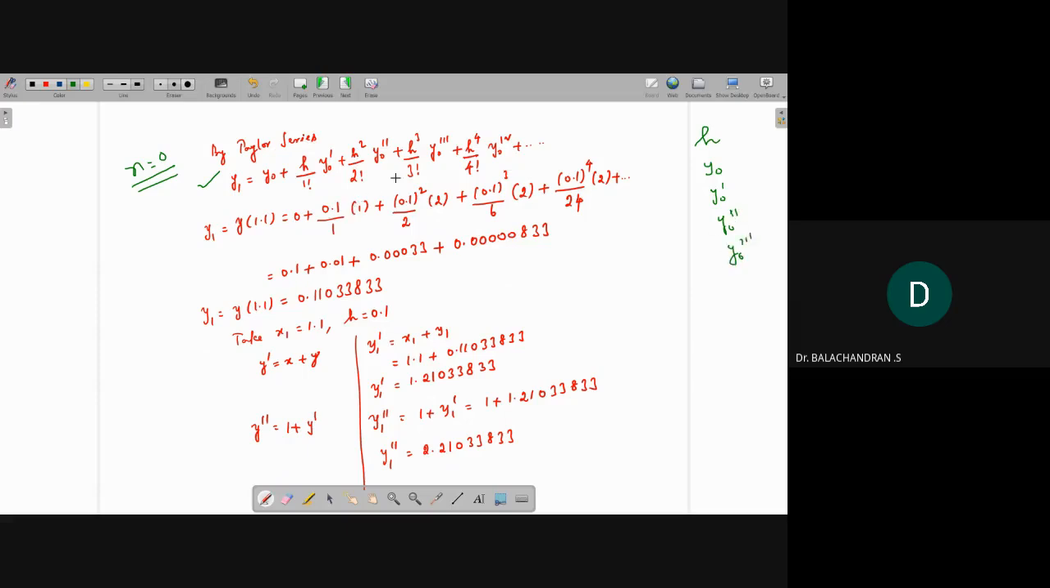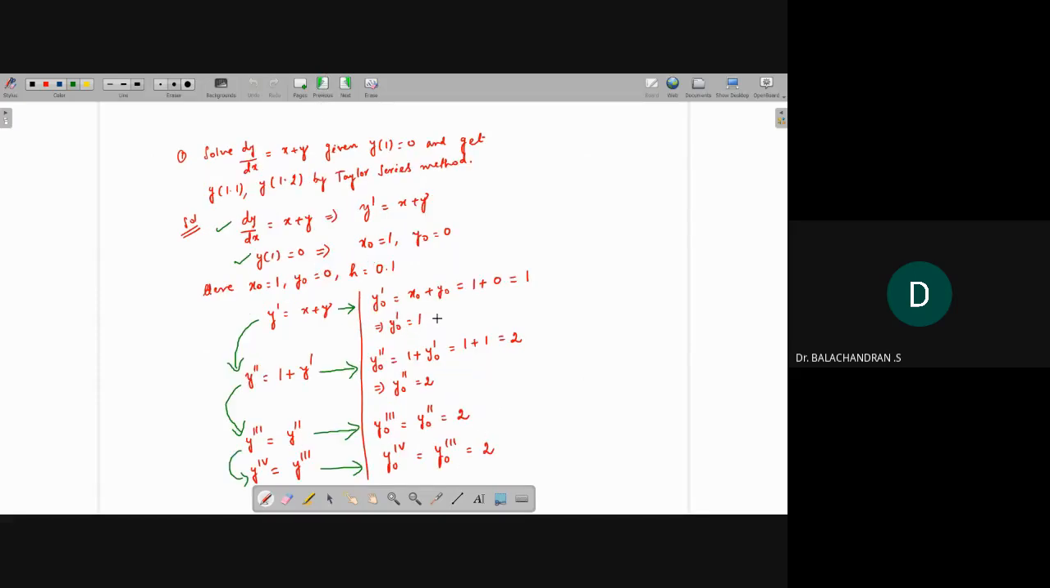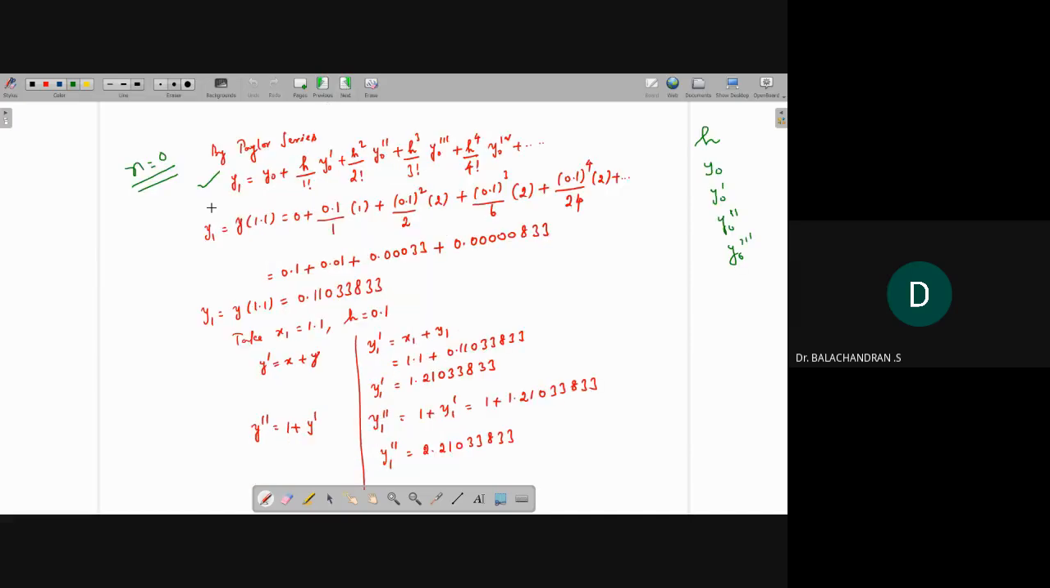So you know that h is equal to 0.1 and y naught dash, y naught double dash values are here. Y naught is 0, y naught dash is 1, y naught double dash is 2, y naught triple dash is 2, y naught fourth derivative is 2. So now if we substitute in the formula and you need to use a calculator, you should simplify and get the answer. So this is y1 equal to y of x1, 1.1, is equal to 0.110333833.